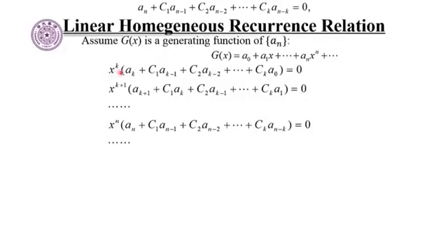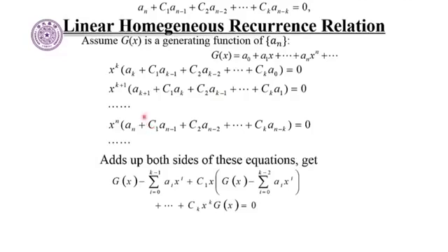For example, for x to the kth power, we could use the recurrence relation to get x to the kth power times (a_k plus c1 times a_{k-1} plus c2 times a_{k-2} until c_k times a_0) is equal to 0. Similarly, for x to the (k plus 1)th power, we could write it like this, and so on until x to the nth power. This way, we could add the two sides separately.